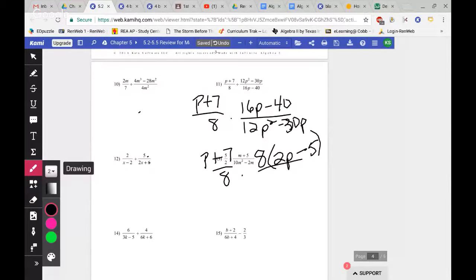And then the bottom one, you would take out what? Anybody got a guess on that one? Yeah, 6p. And then you have 2p minus 5. Good job. So here, there's a couple of things we can cancel. What are they?